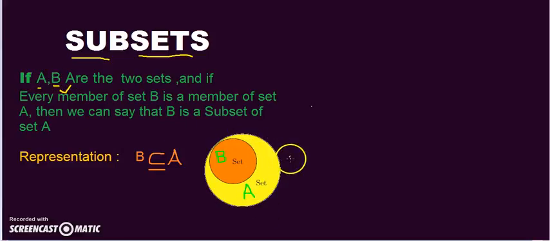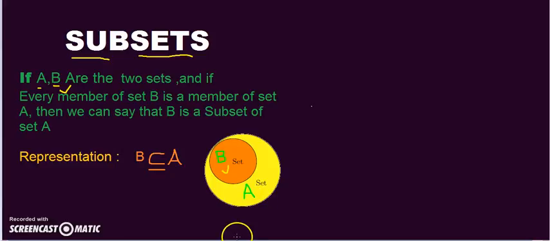So if A is a set, and B is also a set, and each and every member of B, if you observe, the entire circle of B is also in the circle of A. That means every member of B, all the elements that exist in B, also exist in A. So we can say that B is a subset of A. Very simple definition. A subset is also a set, but each and every member should be from the other set, which is known as a subset.